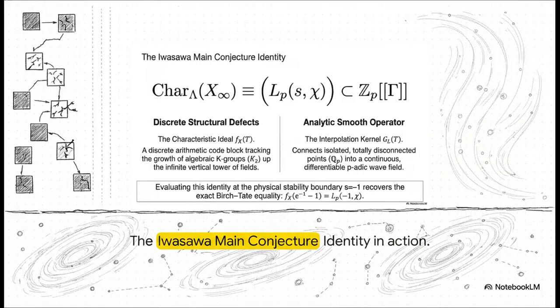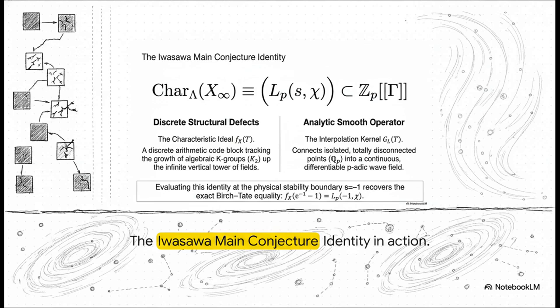And here is the Iwasawa Main Conjecture identity in action. On the left side, we have a discrete arithmetic code block, and on the right, our continuous, smooth operator. This identity proves they're describing the exact same density of information. But what's really amazing is that when we evaluate this exact structural identity at the physical stability boundary of s equals -1, it snaps perfectly back to recover our initial Birch-Tate equality.